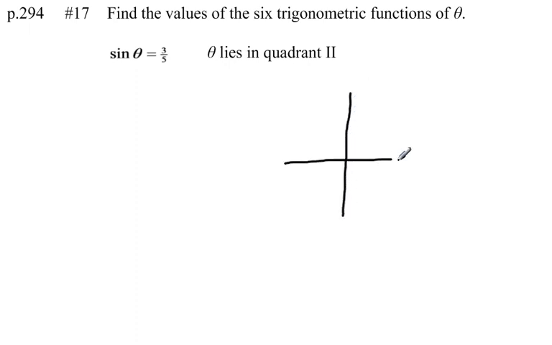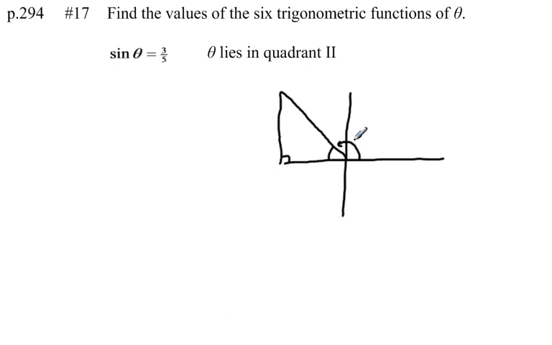So I'm going to draw my axes. It's going to split my quadrants into quadrant 1, 2, 3, and 4. So I know theta is in quadrant 2, so I'm just going to draw a right triangle out here. And I could label theta as this angle right here, or I could label theta prime as this angle right here. Either way, the sine of this angle equals 3/5.